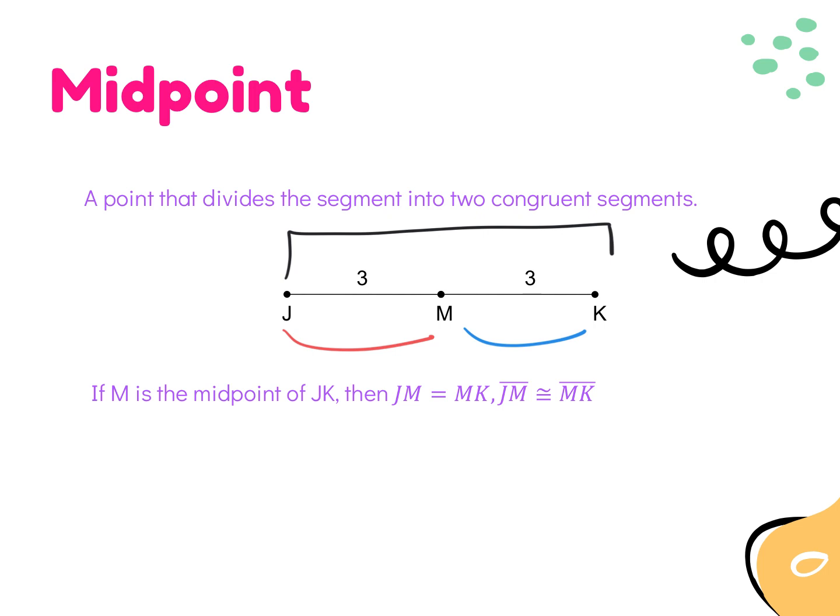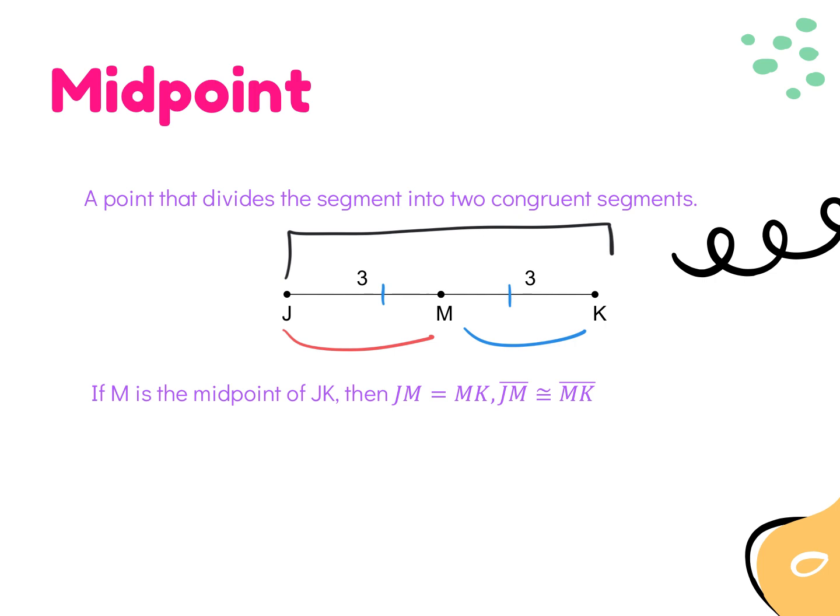Now you might also be given congruency marks. So they might put the little tick marks on the segment to show that they're congruent as well. So if M is the midpoint of JK, then you know that the length of JM is going to equal the length of MK. So you can either say that the two segments are equal, or if you don't have any measurement on them, you can also say that they are congruent.